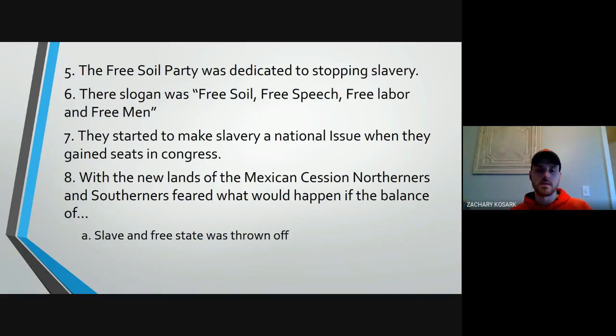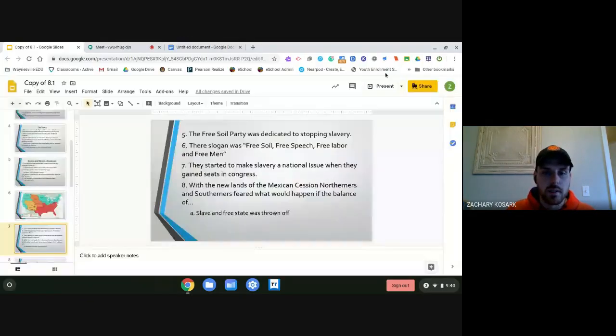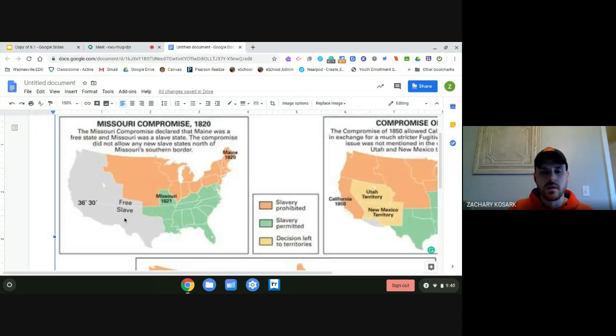With the new lands of the Mexican Cession, Northerners and Southerners feared that the balance would be thrown off. If you look at this map again, let's say that all of this stuff in gray becomes new states. Well, now there's 15 new states up here and only 3 in the slave part. So now it's upset. You have an uneven number of slave and free states, and any vote on slavery is going to go whichever way there are more states.